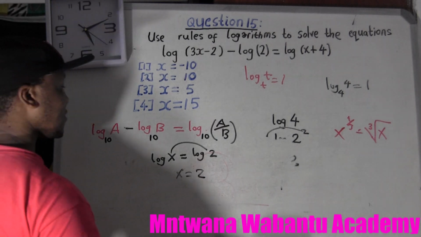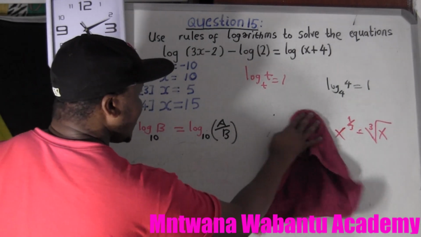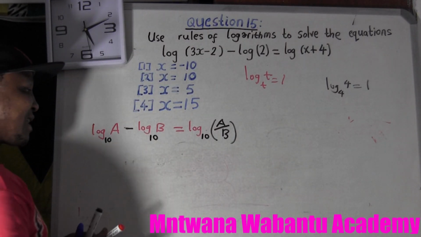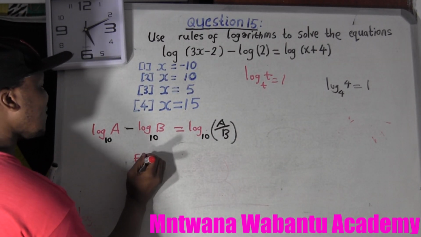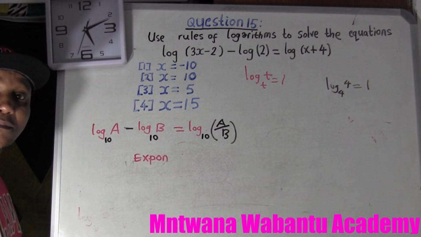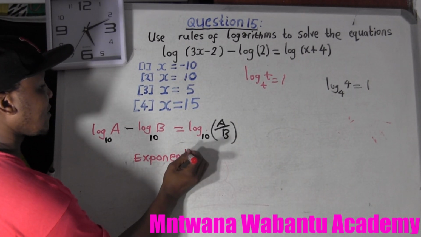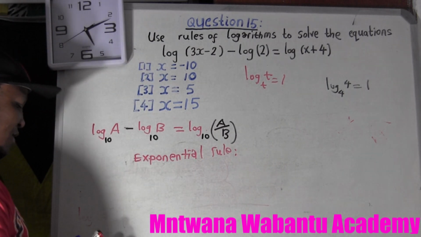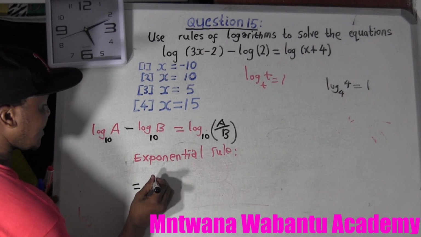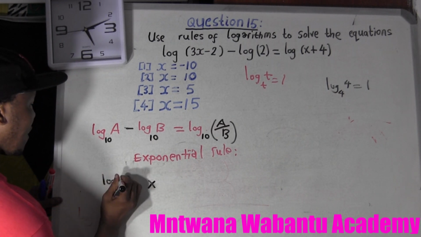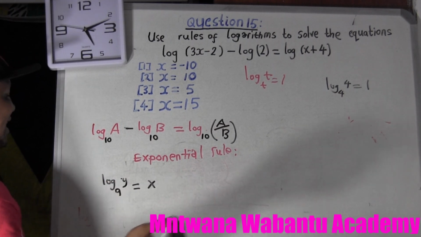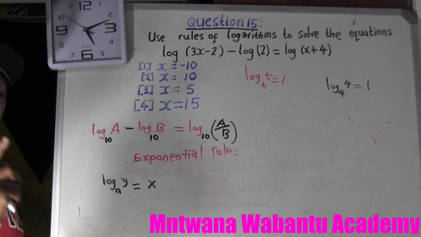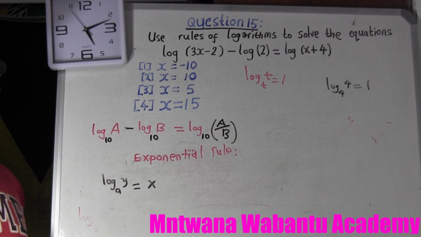For that case now, let me show you one more rule, and then we go back to the question. This is called the exponential rule. It's a very important rule. Make sure you know this rule. Never forget this. If somebody gives, for example, let's say x equals log y, a, any letter. The exponential rule says you only apply it when your log is on one side.